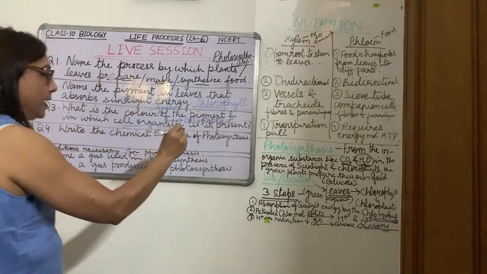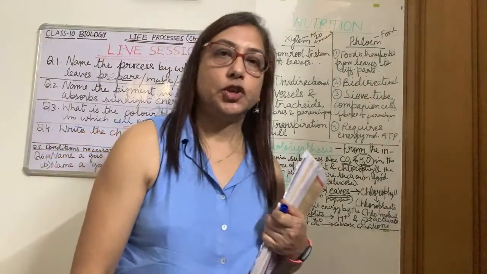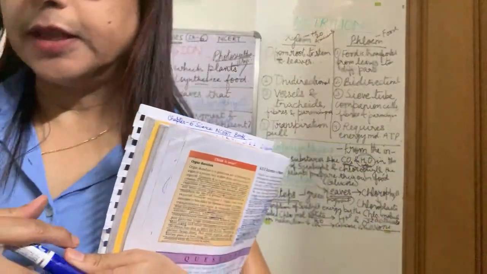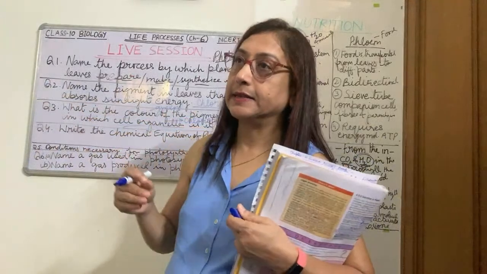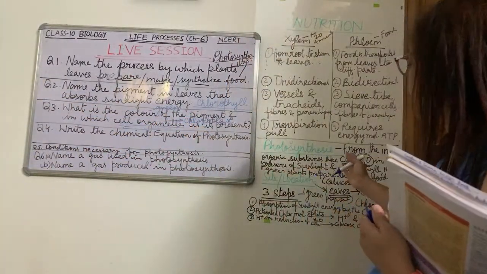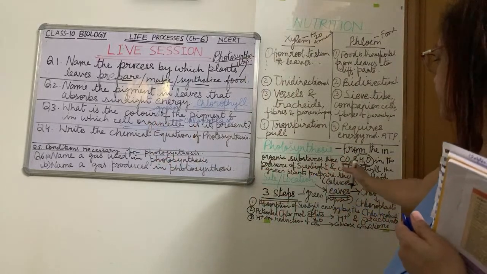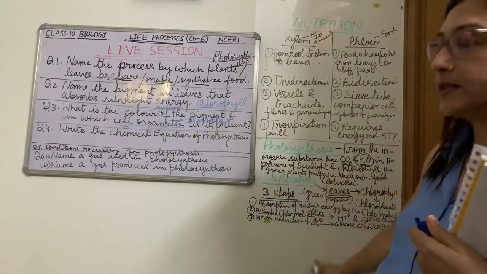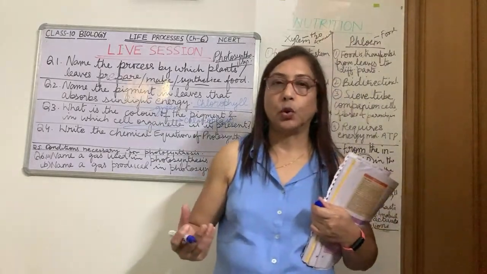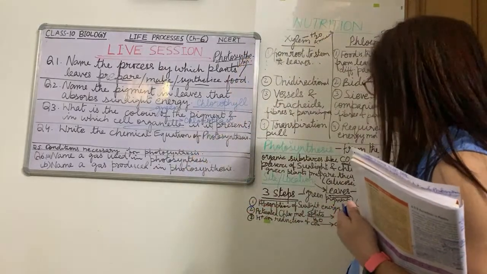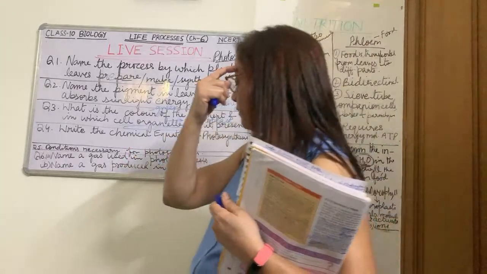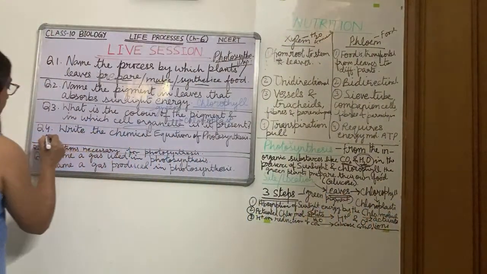Now write the chemical equation for photosynthesis. Children, I have told you that photosynthesis is a process where food is prepared from inorganic materials like carbon dioxide and water in the presence of sunlight and chlorophyll. So it's a chemical reaction which we need to know. A chemical compound is being formed, which is glucose. So there's a chemical equation for this, which you must know. So the equation is like this.